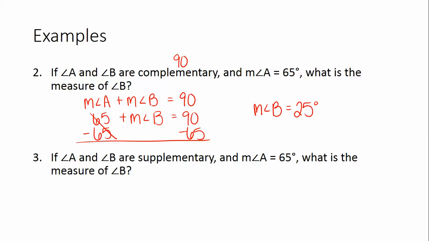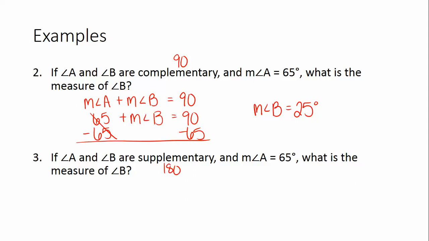Now I realize some of you probably could have solved that a lot faster. You just grab your calculator, do 90 minus 65, and you get that the measure of angle B is 25. So I just set up an equation, and you can do it either way. Now we're going to say that angle A and B are supplementary. So remember, that changes things. Now they're going to add up to 180.